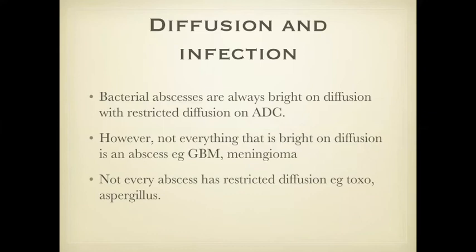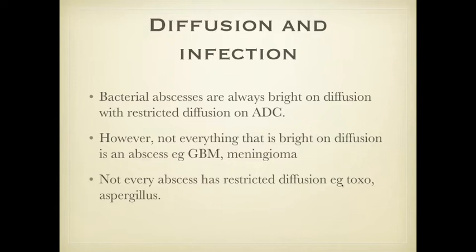So bacterial abscesses, I would say, are always bright on diffusion, and you look for the restricted diffusion on the ADC map. But not everything that's bright on diffusion is an abscess. Some cases of glioblastoma, some meningiomas, and some metastatic lesions can show restricted diffusion. Those are usually more irregular than the cases I've shown you, where it's more homogeneous and conforms exactly to the contour of the enhancing rim.